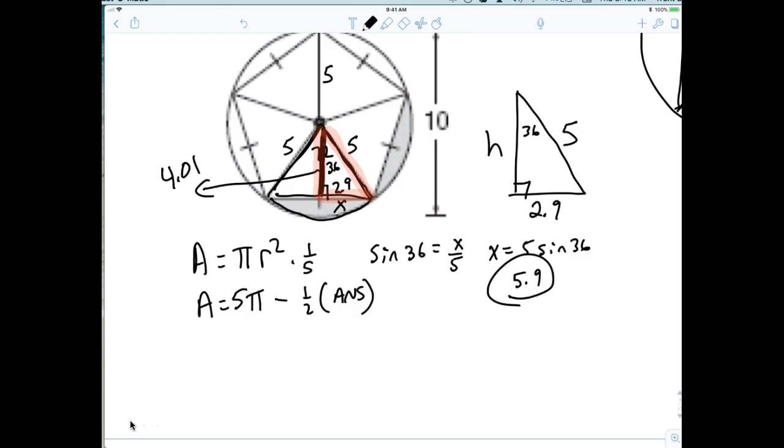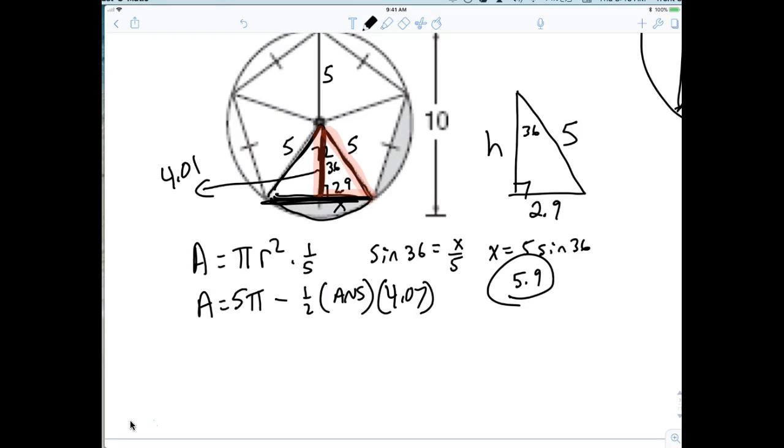And what is it when it says area equals 5 pi minus 1/2 in parentheses answer? What is answer? Well, that was when we figured out the base. He said the answer was 5.9, minus 1/2. Then we're multiplying it by h, because we're trying to find the area of the triangle, 1/2 base times height. So what did the height come out to be? Like 4.07. Just use the whole thing.